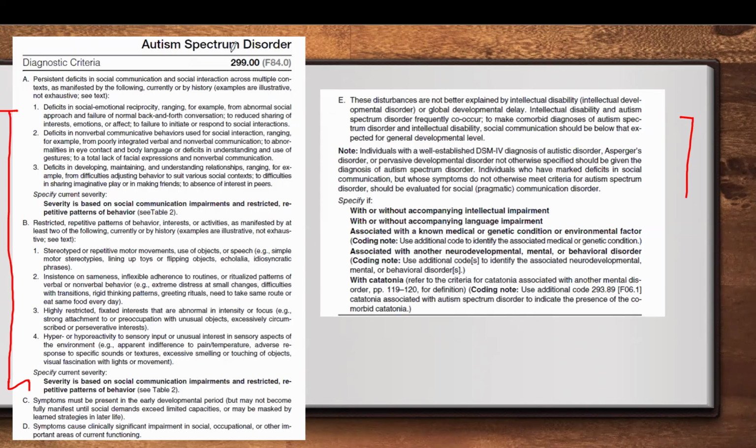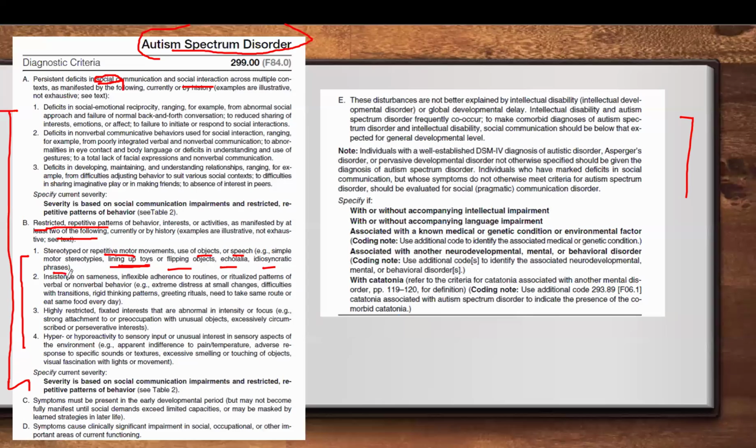So for autism spectrum disorder, you can see that there are two types of things. One is a problem in social communication or social interaction, and one is restrictive or repetitive behaviors. Okay, in at least two of the following. So they have given a list, and at least two of them should be there. One is repetitive motor movements, use of objects or speech: lining up toys, flipping objects, echolalia, idiosyncratic phrases. So we have lining up toys here. Okay, this child likes to keep his toys in a straight line.